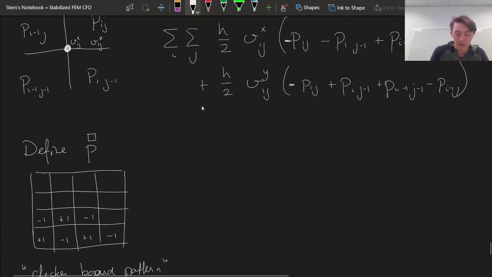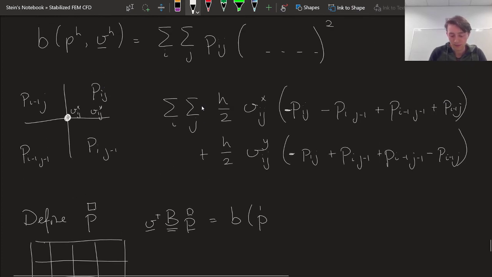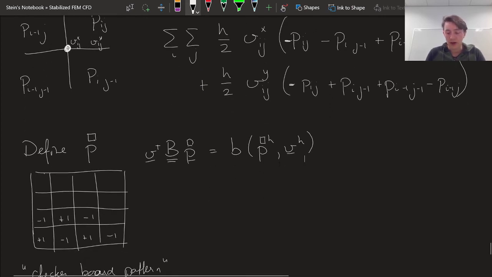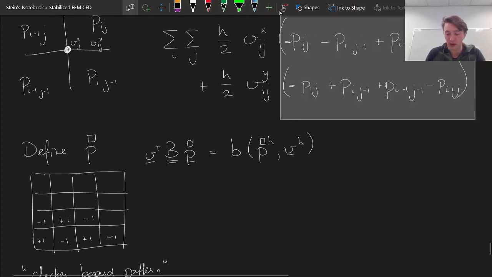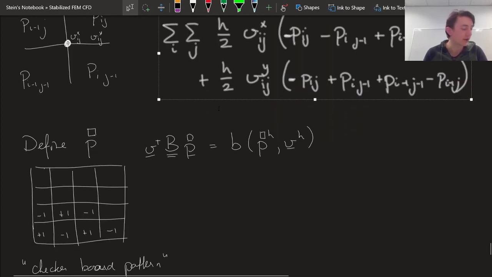Yeah, so then B times P, well, by design of our matrix, that's going to be equal to B of this one. Yeah, so if we now substitute this distribution of pressures into these equations, then I hope that we get a 0, else I did something wrong. Let's see.